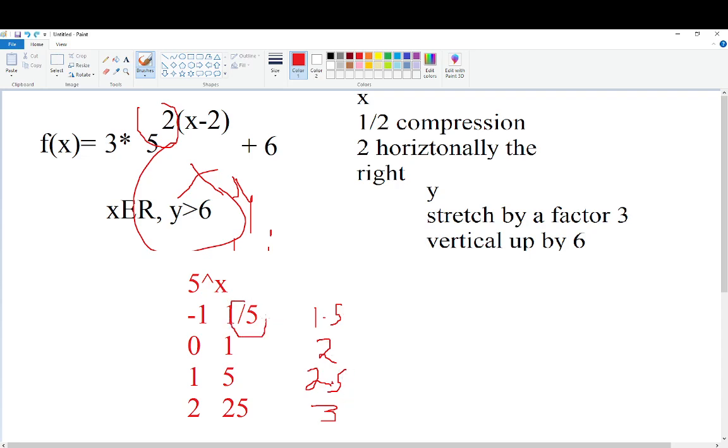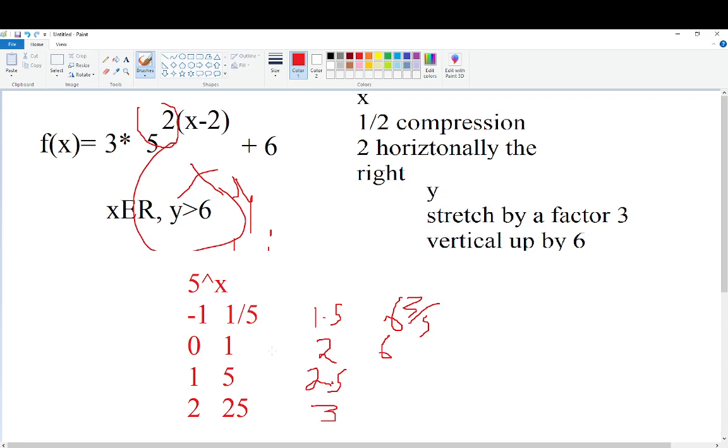This a quarter, now when I multiply it by 3, becomes 3/5. And when I add 6, I'm just going to say 6 3/5 for now. You could do 33/5 if you wanted to. This 0, when I multiply it by 3, is 0, and add 6, I get 6.